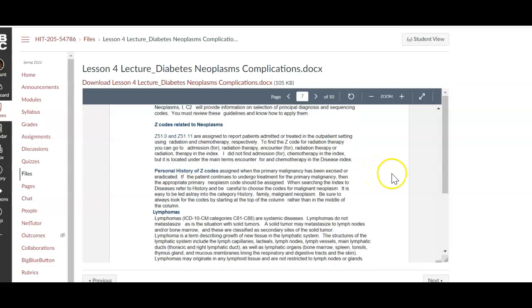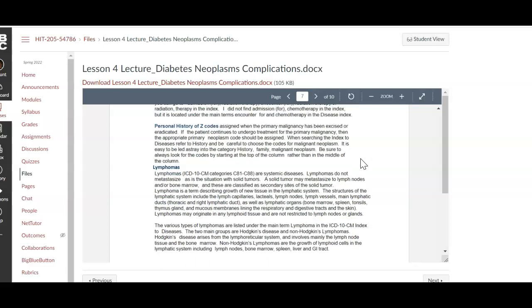And then we have Z codes. These are patients admitted or treated in the outpatient setting using radiation and chemotherapy. To find that Z code for radiation therapy, you can go to admission 4 and encounter 4. Keep in mind, one thing with these Z codes, if a patient is admitted solely for chemotherapy, that Z code needs to be principal diagnosis.